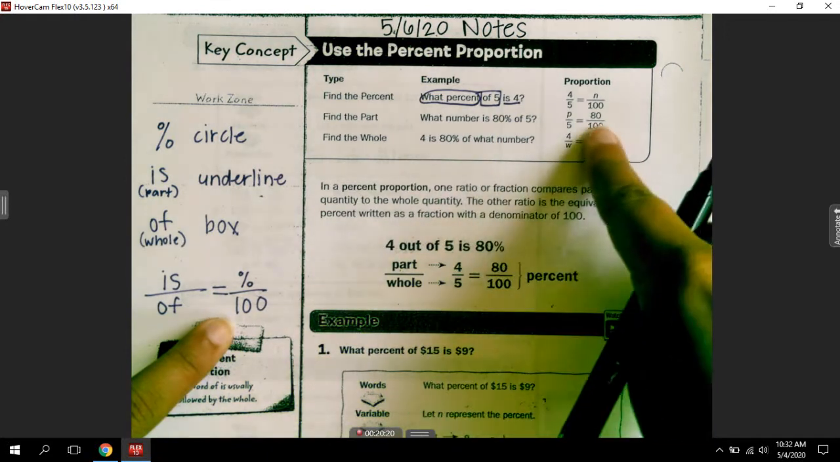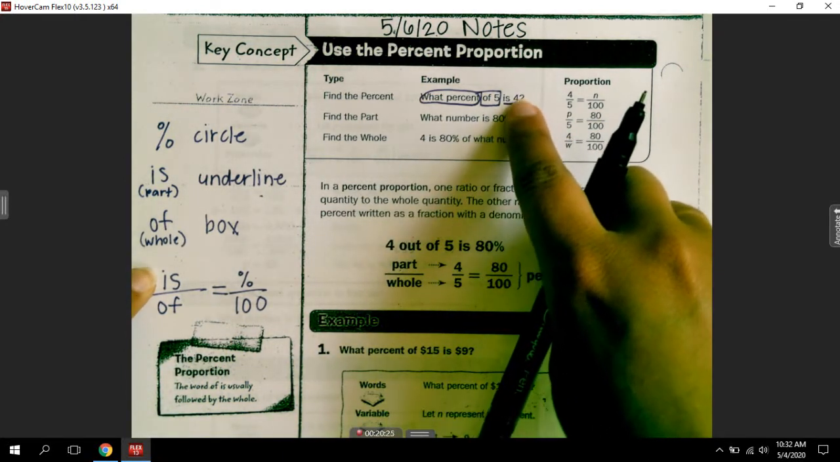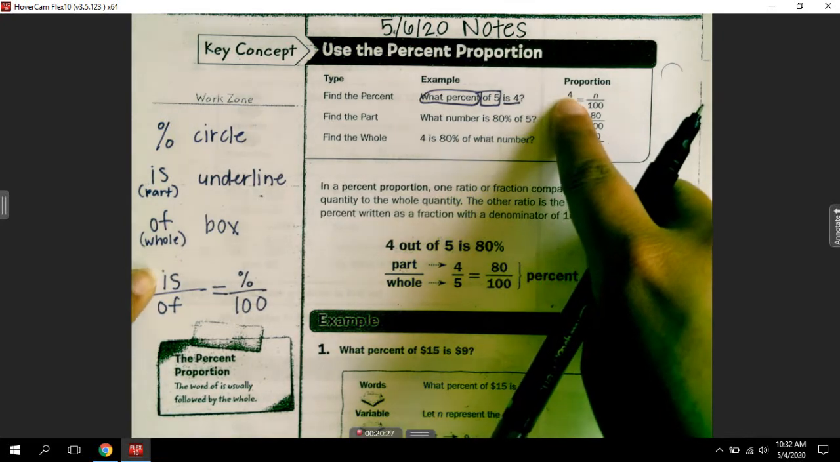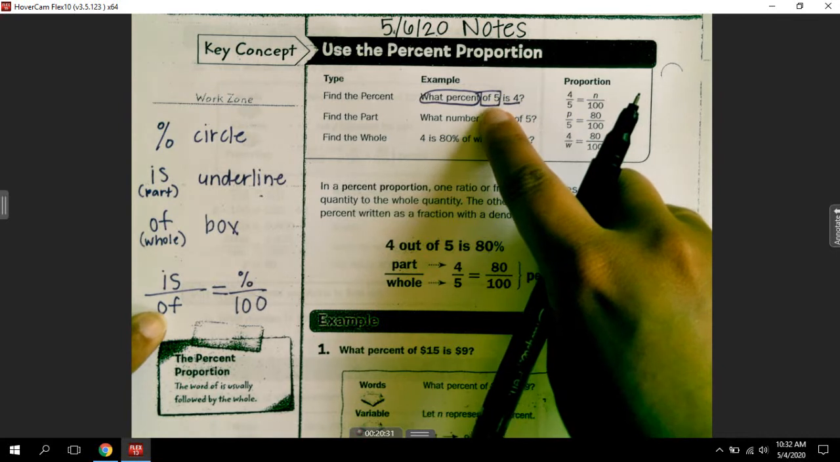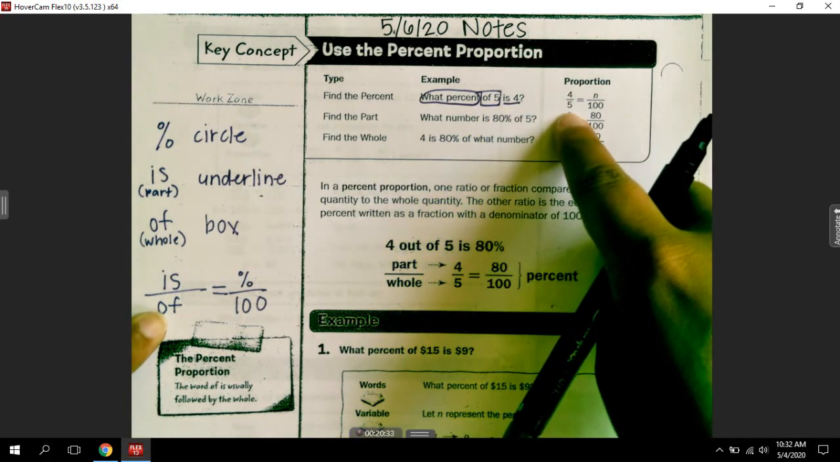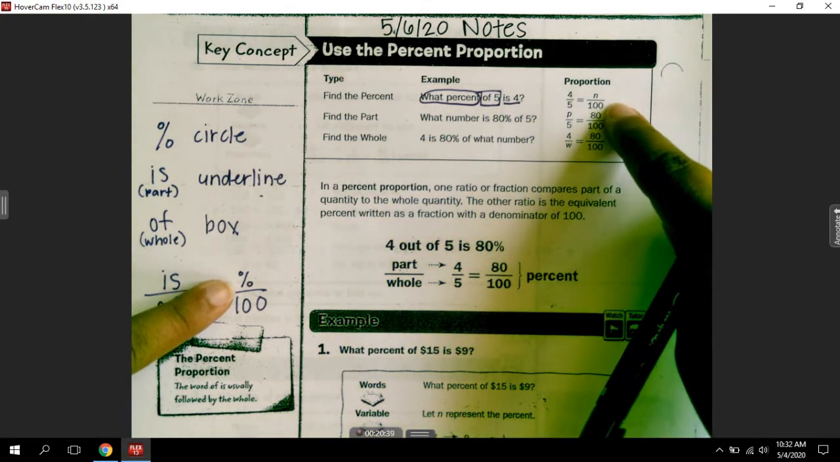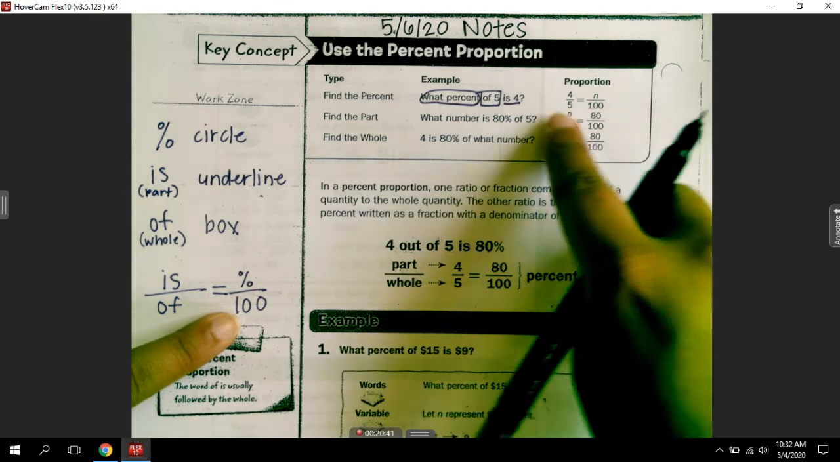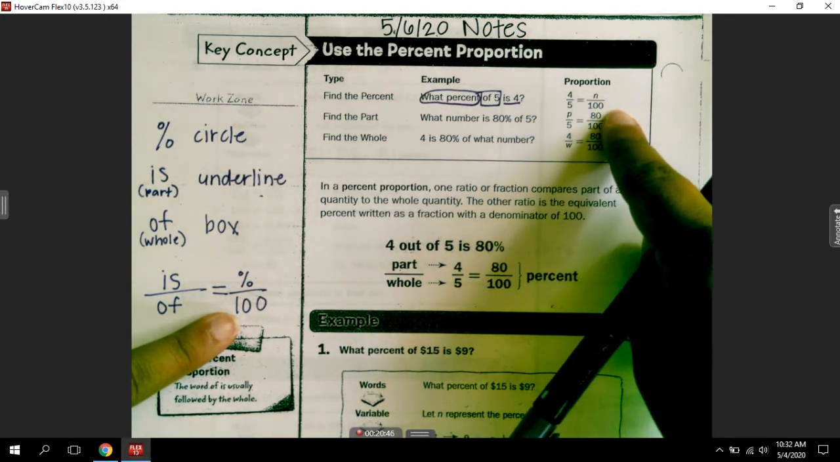Now to set up that proportion, is goes on top. The number that's underlined with is, 4, goes on top. The number that is boxed with of goes on bottom, so 5 goes on bottom. And then the circle, the what percent, that's always going to go on top. And as you can see, 100 will always stay the same on bottom. So your proportion is 4 over 5 equals n over 100. And then you can cross multiply to solve for n.